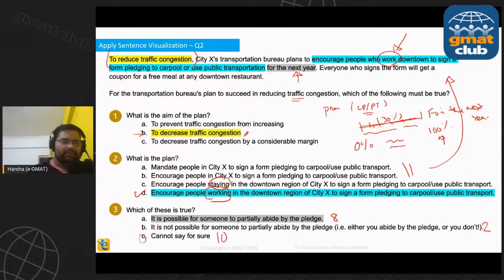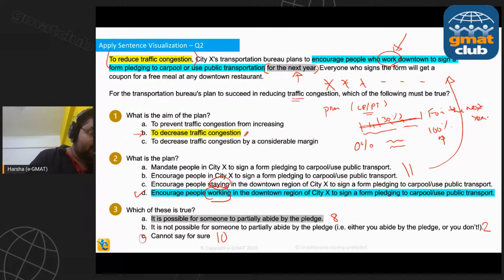For those of you who chose cannot be sure, or it is not possible for someone, do you see why it's perfectly possible? Because of for the next year. For the next year means I have so many chances to not abide. It's not a binary.